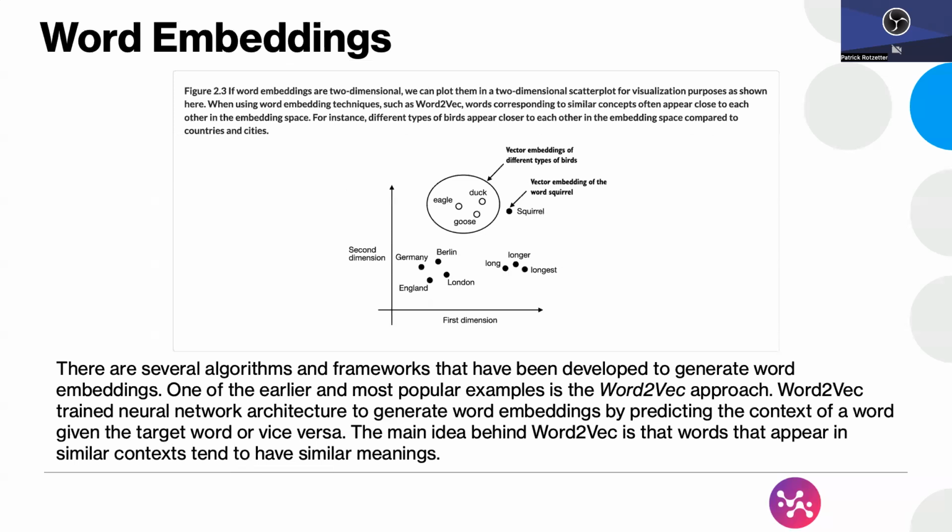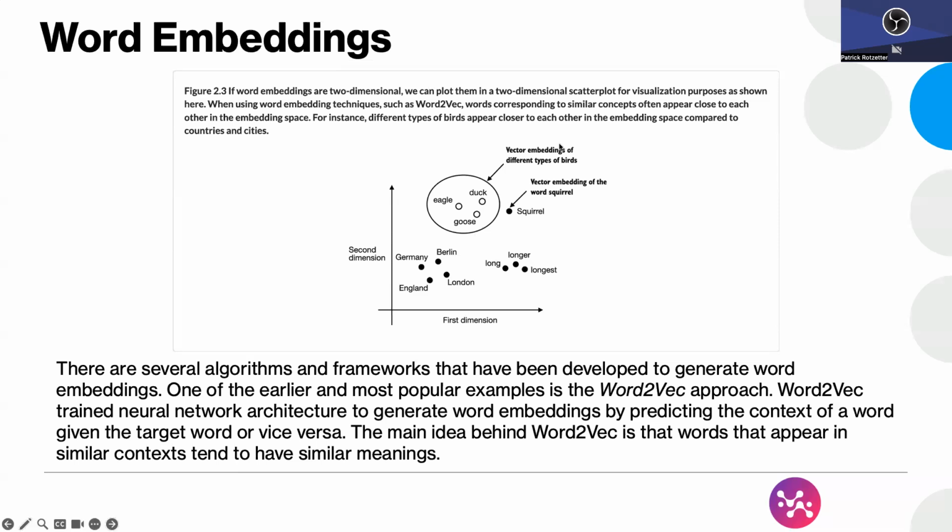Here's an example of embedding technique. And one of the earlier and most popular examples was word2vec. So word2vec was a neural network architecture that was trained to generate word embeddings by predicting the context of a word. So the main idea was that words that appear in similar contexts tend to have similar meanings. So these words were close in the vector space.